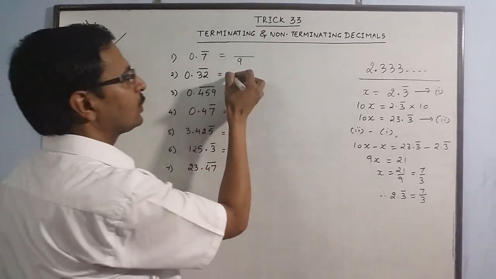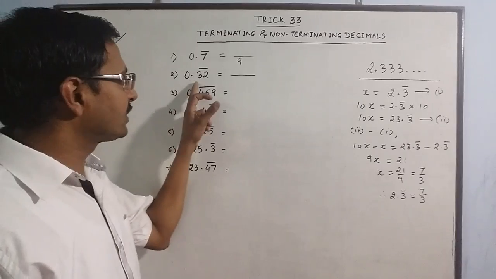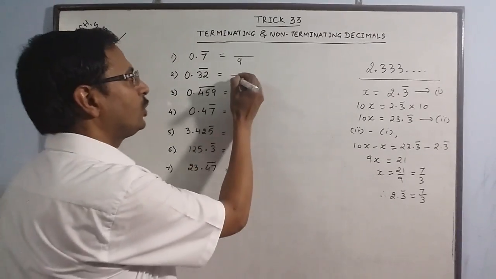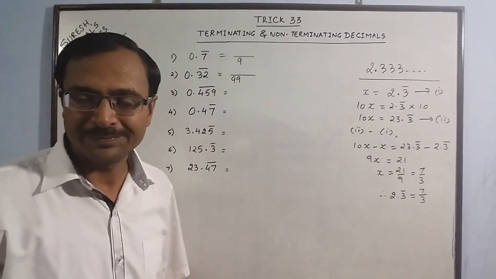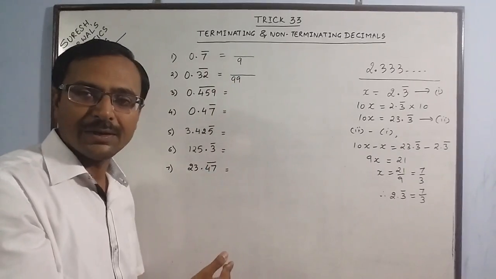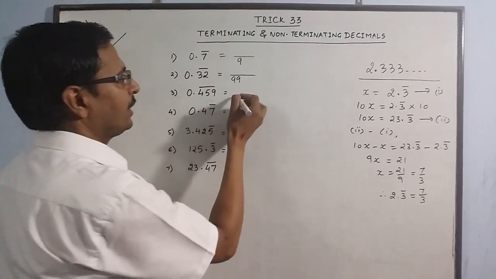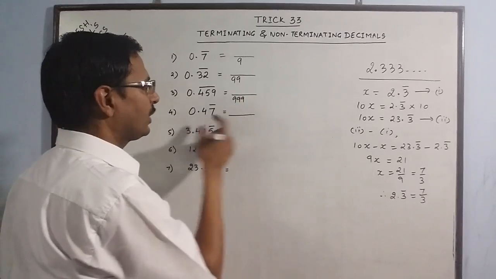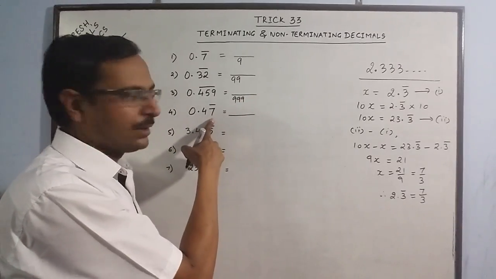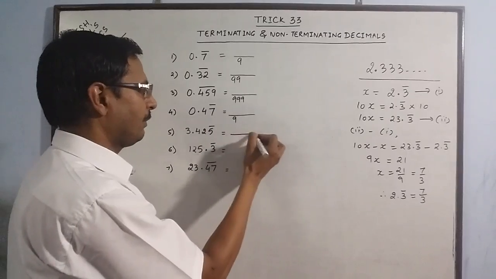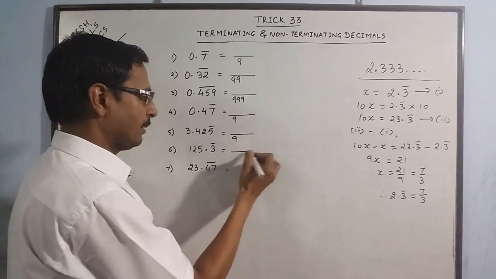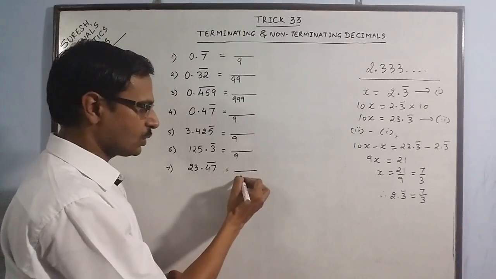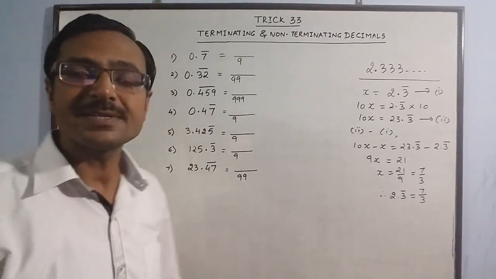In the second problem, you can see that the bar is over 32. So here 2 digits are repeating, and we have 2 nines in the denominator. Likewise, you can write the first part of the denominator in every case. Here you have 3 digits repeating, so we have 3 nines. Here we have only one digit repeating, the bar is only over 1, so one 9. Where 2 digits are repeating, we have 2 nines. So this is the first step.